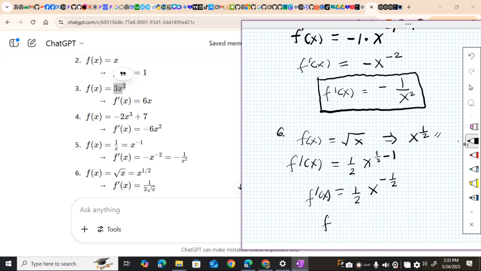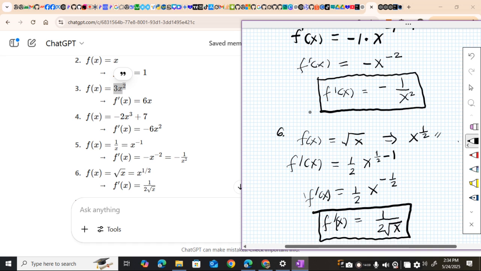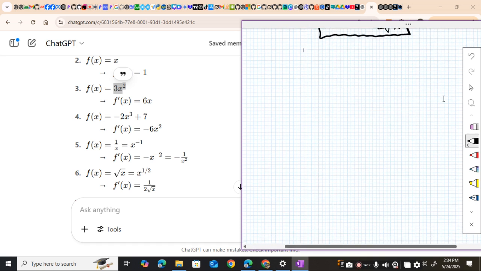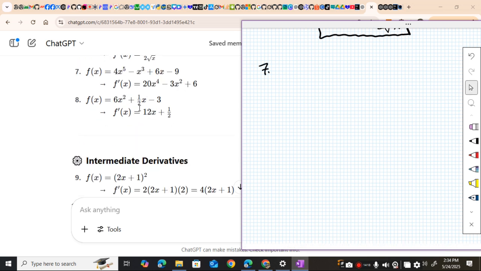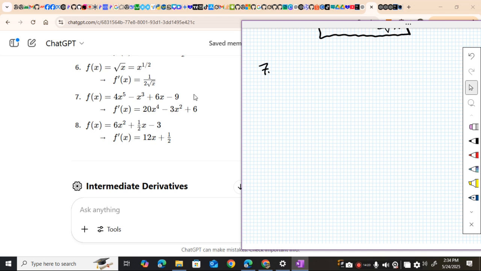Or we can rewrite it as 1 over 2 square root of x. Effectively, you bring down the 1 half, change the sign, so it's 1 over square root of x. Okay. So I think so far so good. So we proceed now with number 7. Okay. So number 7.